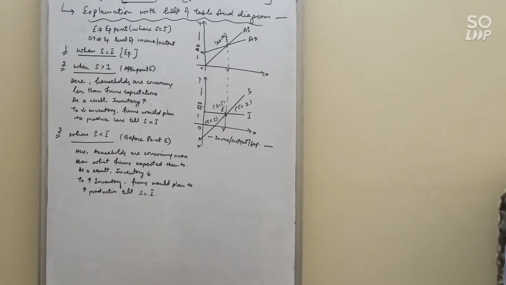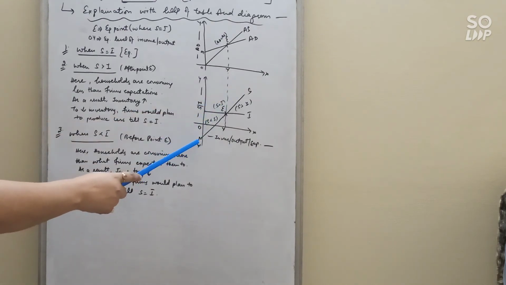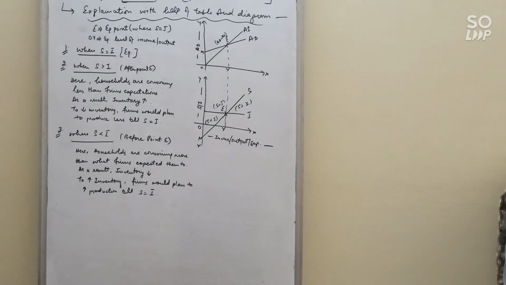Let's see the diagram. OX represents income, output and employment. OY represents saving and investment. SS is the saving curve. It slopes upward because of the positive relationship between saving and income. I is the investment curve, parallel to the x-axis, because we are taking autonomous investment, it remains the same. E is the point where saving is equal to investment.